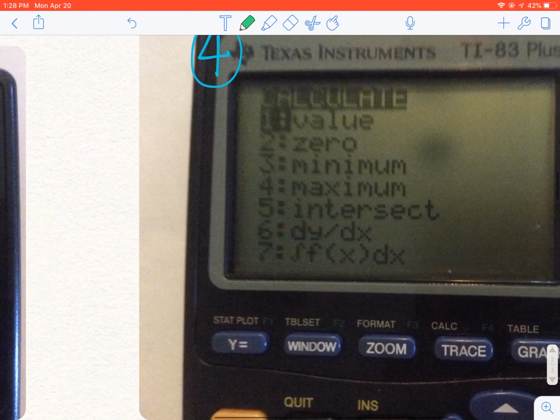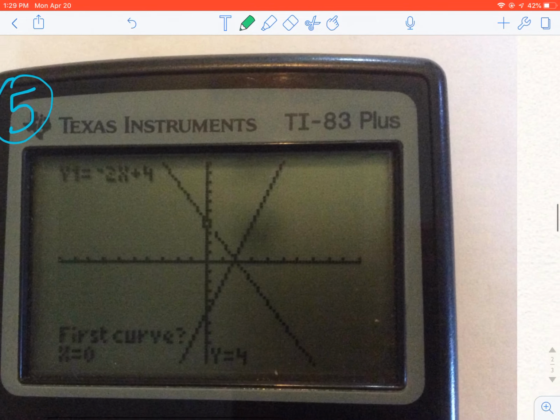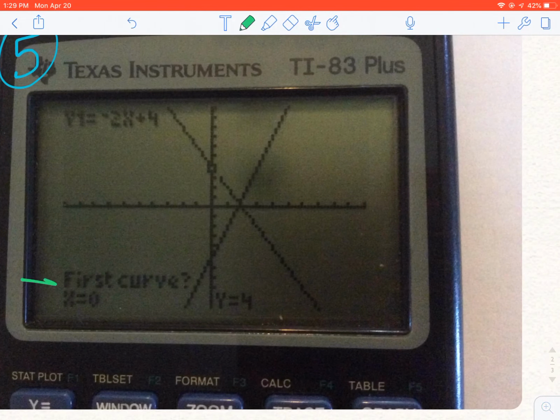And this is the screen that I have when I do second Calc. Sorry, it's not very clear. I want to find the point of intersection. So I'm going to choose number 5. So I hit number 5, and then it asks me for my first curve. Now you'll be able to see your cursor on one of the curves, and all you have to do is hit enter.